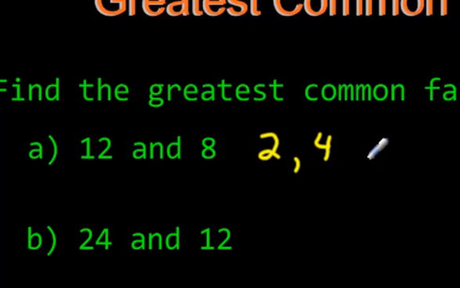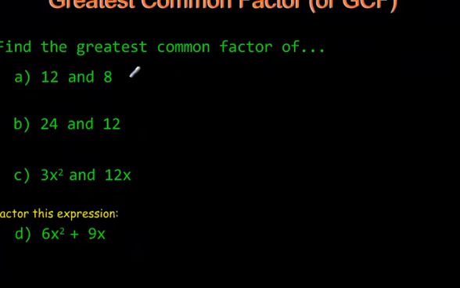Let's try 5, 6, 7, 8. 8 is as high as we can go because that is the smallest number here. So basically what I'm finding out here is that the 4 is the biggest number that can divide 12 and also divide 8. Okay? So the greatest common factor, or as they say here, the GCF, is 4.